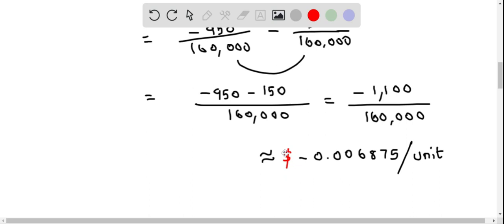Therefore, we see that the average cost is changing at the rate of negative 0.006875 per jacket. This is not a unit, this is per jacket. And since we have a negative quantity, we see that the average cost is decreasing at a rate of $0.006875 per jacket.